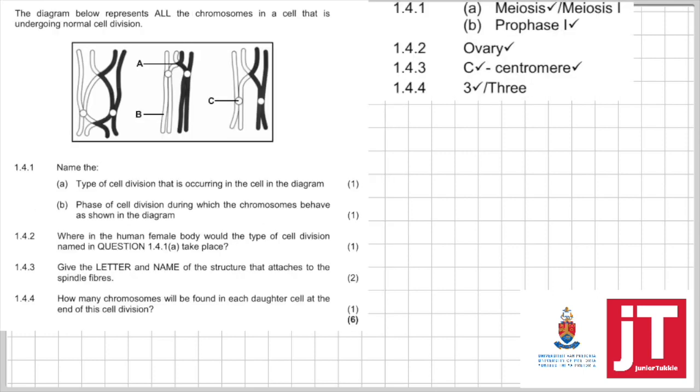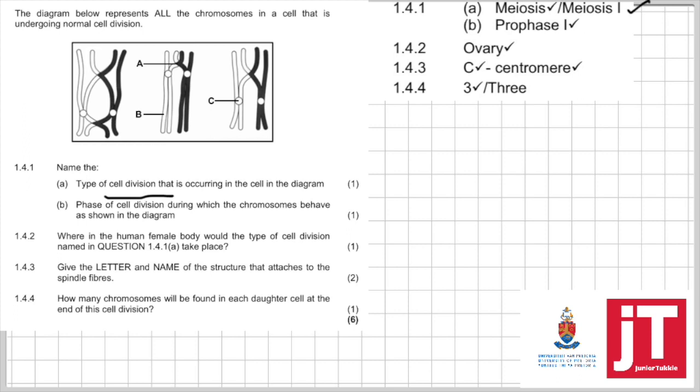Right. 1.4. The diagram below represents all the chromosomes in a cell that is undergoing normal cell division. 1.4.1. Name the type of cell division that is occurring in the cell in the diagram. Now, can you see in the diagram, all these chromosomes are touching at a certain place, and we know crossing over is going to take place. So what type of cell division is this? It can only be meiosis.